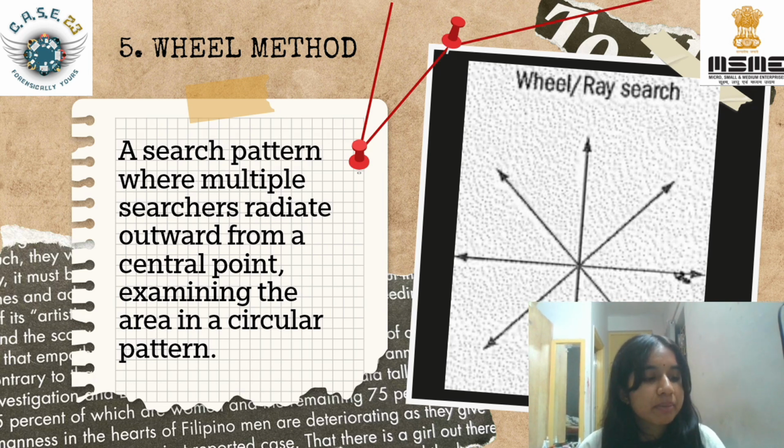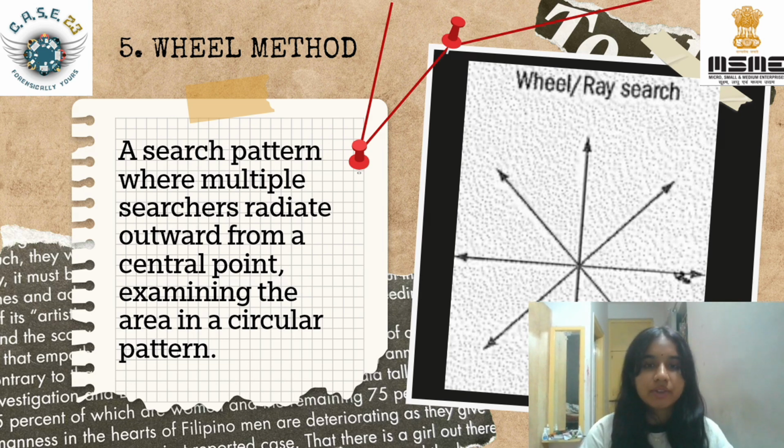So, a wheel search pattern is where multiple searchers radiate outward from a central point, examining the area in a circular pattern, like we've discussed.